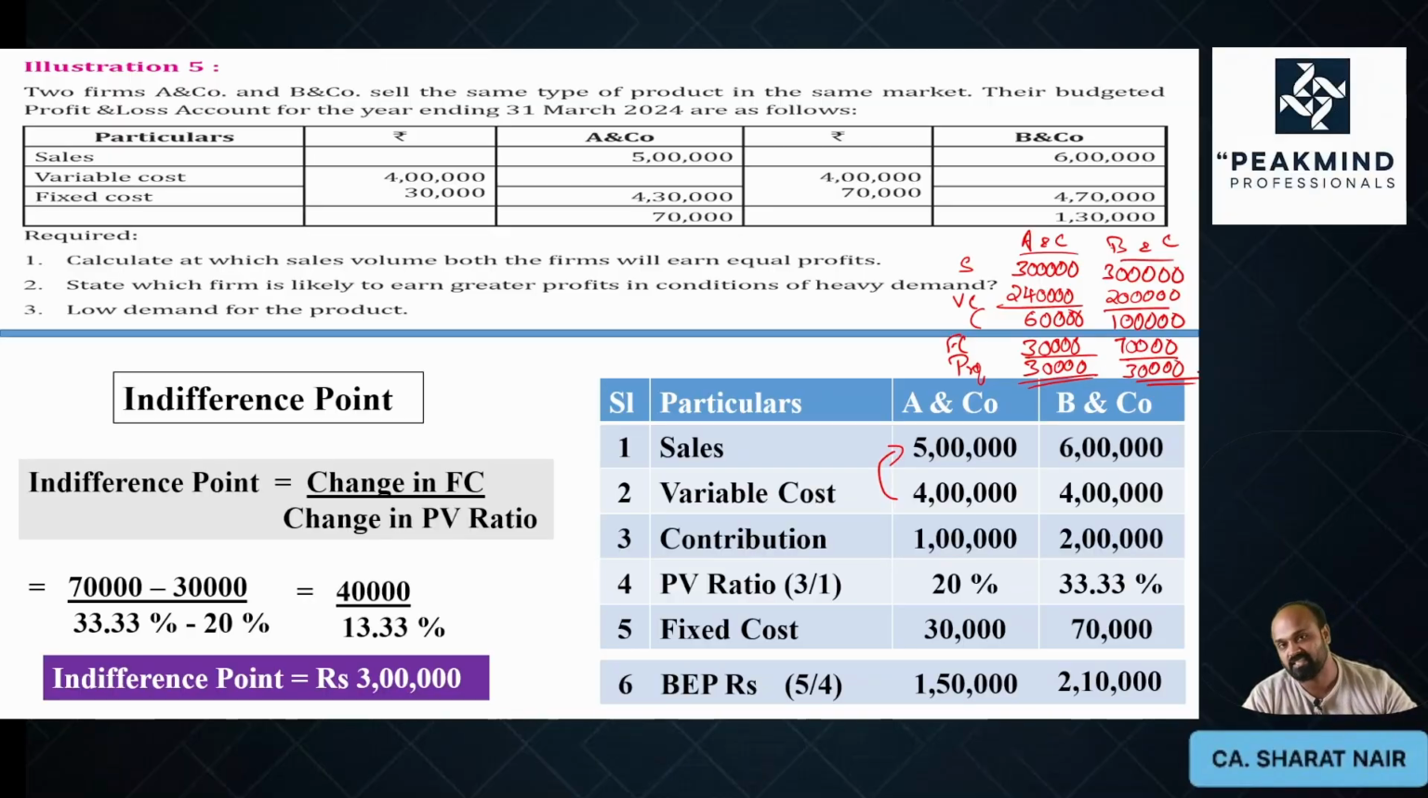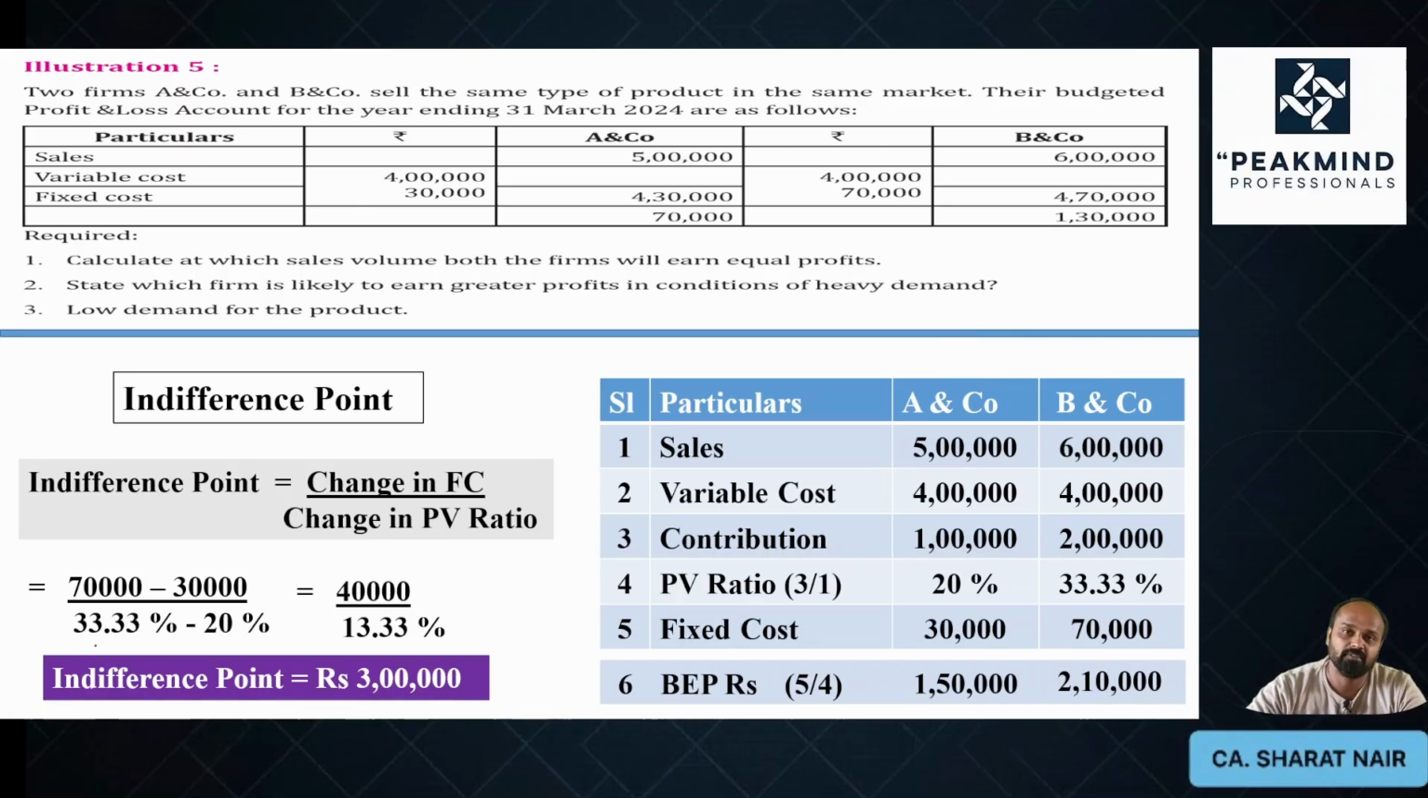So by applying this formula, what will happen? We are coming at a stage where both the companies are making the same profit, or both the companies are working on the same line. Both the companies are equal. So this is what I want to appreciate in this discussion. So this is the concept of indifference point.